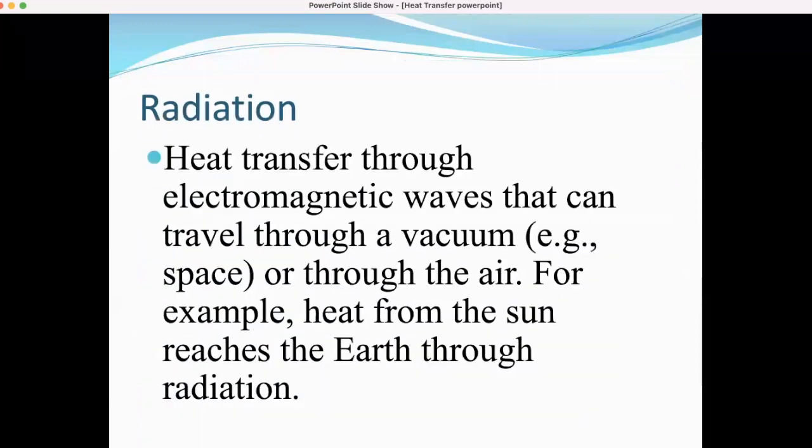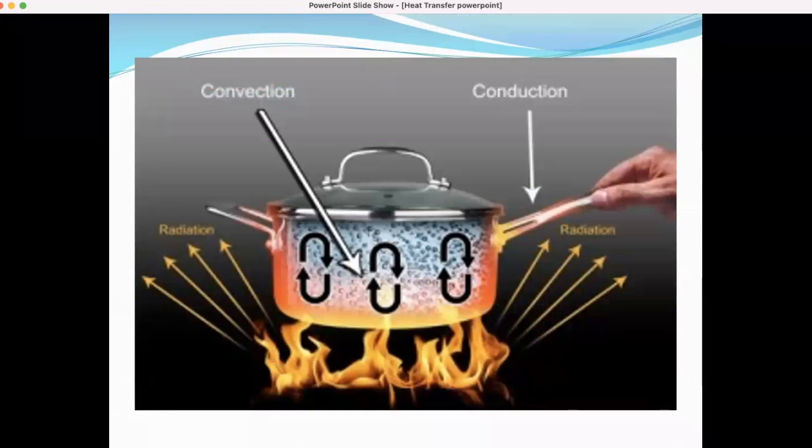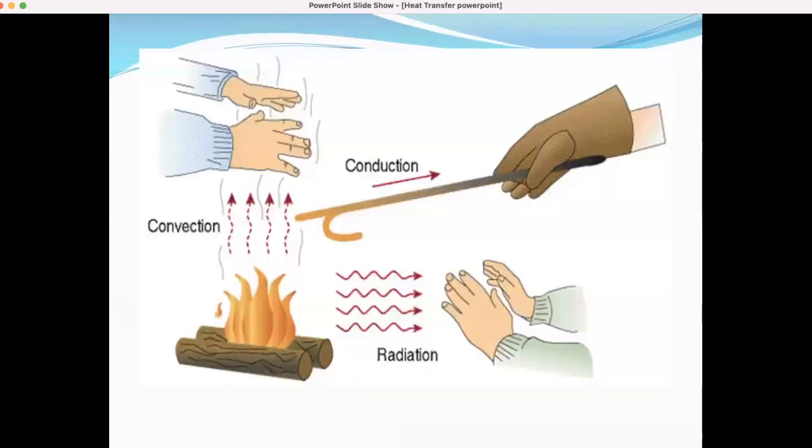The heat transfers through electromagnetic waves that can travel through vacuum space or through the air. For example, heat from the sun reaches the earth through radiation. So we get that, right? This is the photo of all three. Now we are seeing the conduction. If you look at the photo properly, you see the angle of the pot. The heat is transferring through the metal. The convection now is the molecules inside. And we see the radiation. So you see all of them coming into play in one particular example. Are we seeing that? Sure we are. This is another example as well with all three. Good?